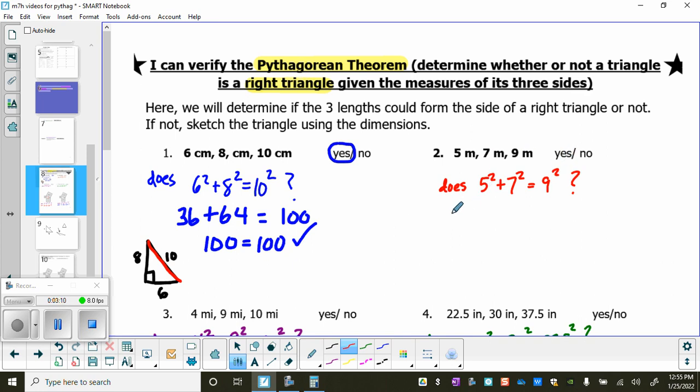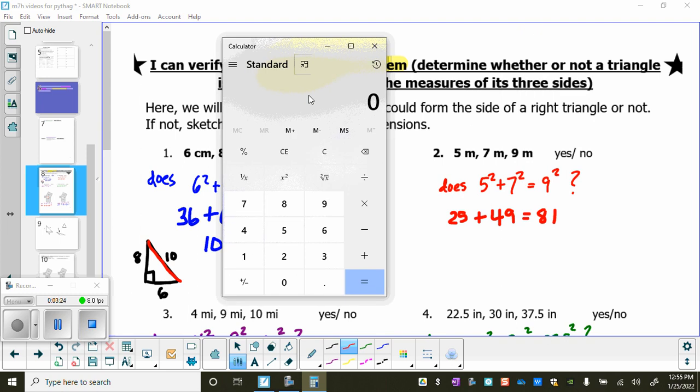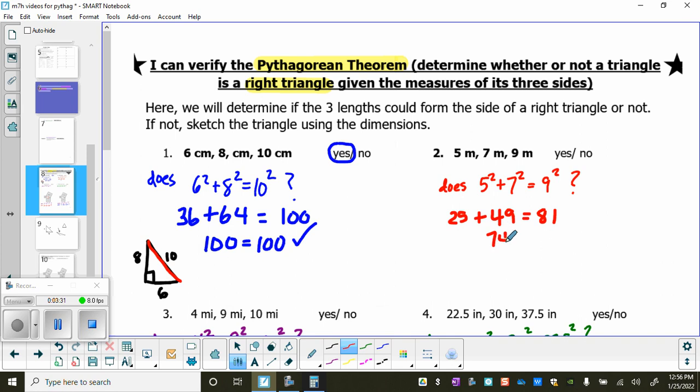Now we know 5 squared is 25. And we know 7 squared is 49. And we're going to check to see when we add them up, do we get this 81? Now, if I use the calculator to add 25 plus the 49, so I'm just doing a squared plus b squared, we actually get a 74 over here. And we know that 74 does not equal 81. So since a squared plus b squared does not equal c squared, no, we do not have a right triangle.